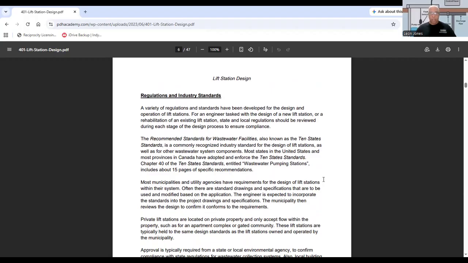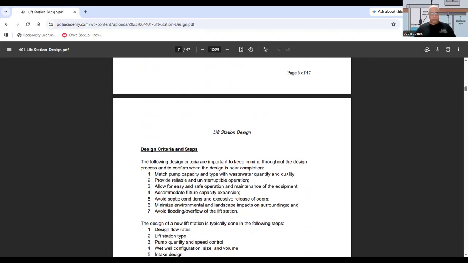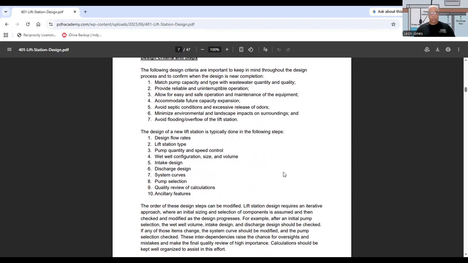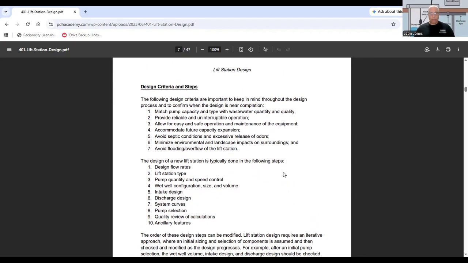So, of course, with lift station design, you're going to have regulations and industry standards. You also have design criteria. And here's the design criteria right here.